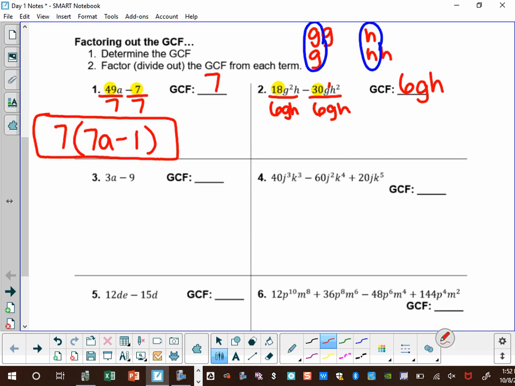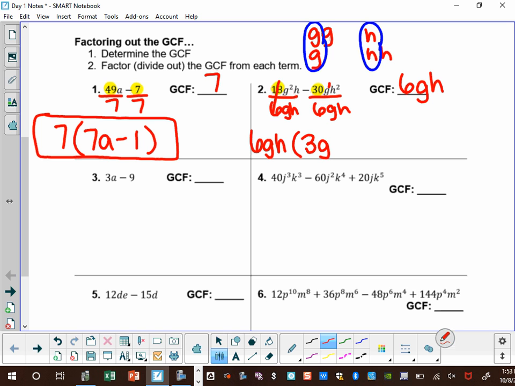All right, so what we're going to do is I'm going to rewrite my GCF, and then I'm going to divide. What is 18 divided by 6? 2. Careful. 18 divided by 6 is 3. All right, so that's gone. What about G to the second divided by just 1G? There's how many G's left over? 1G left over.